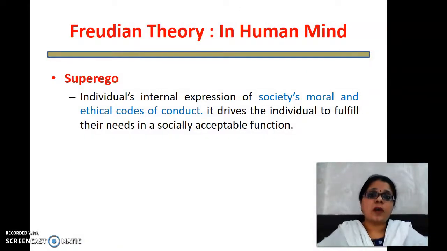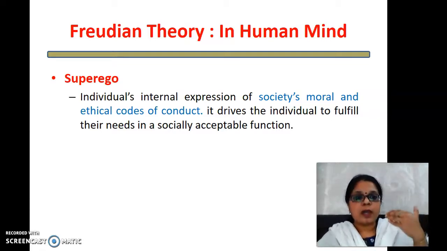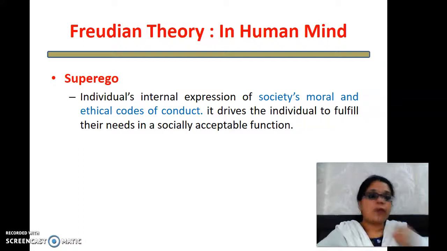Second is the state Prudence talked about, the superego. Superego is related to the individual's internal expression of society's moral and ethical code of conduct. It drives the individual to fulfill their needs in a socially acceptable way. Just go back and correlate. In id, you have seen the person has very childish behavior. Whatever demands or needs they have, they want to gratify as soon as possible at any cost.